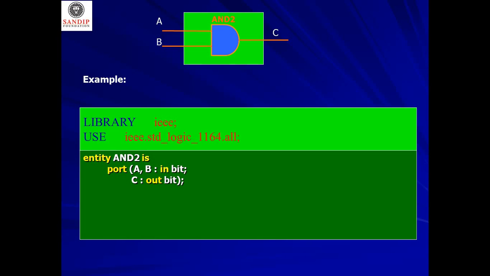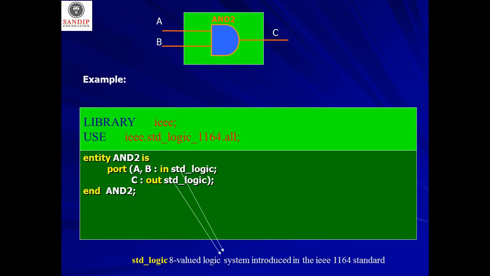After writing the input ports, then write down all the output ports. AND2 has one output port C. Its direction is out, meaning the mode is out, and the type is bit, semicolon. End the entity with the name AND2. Here, instead of bit you can write std_logic, as we have included the std_logic_1164 package.